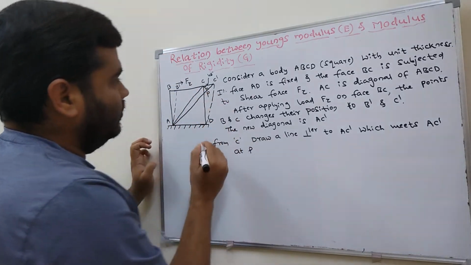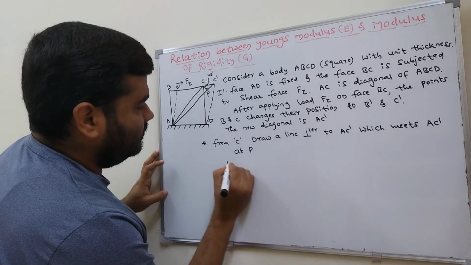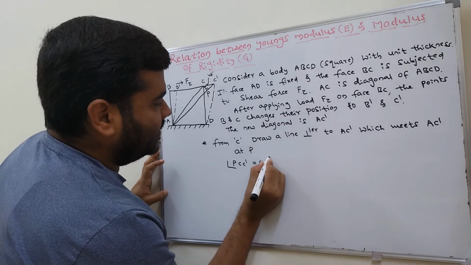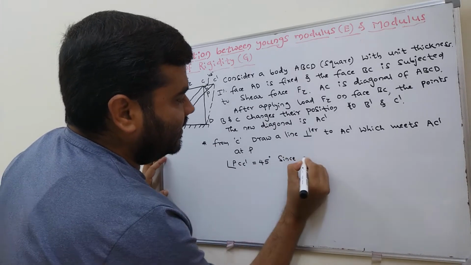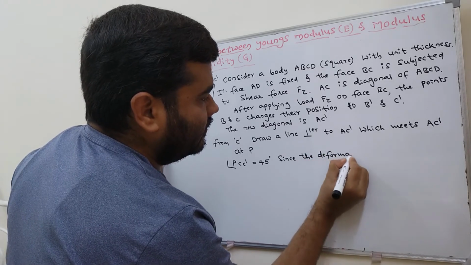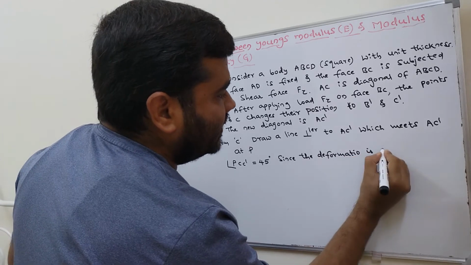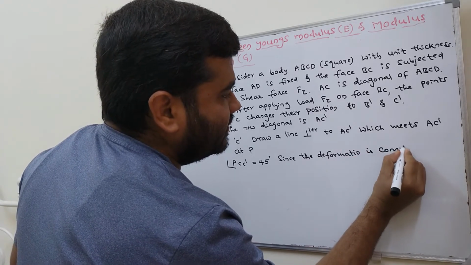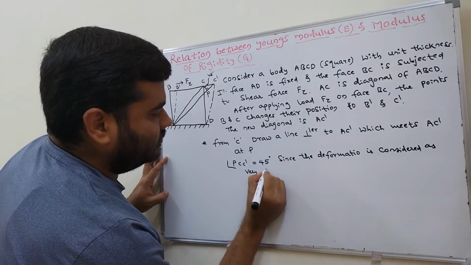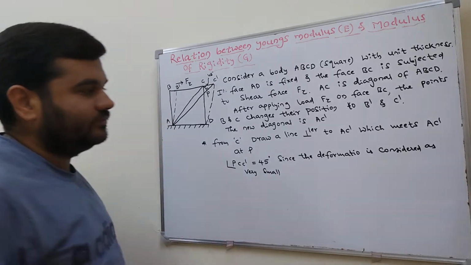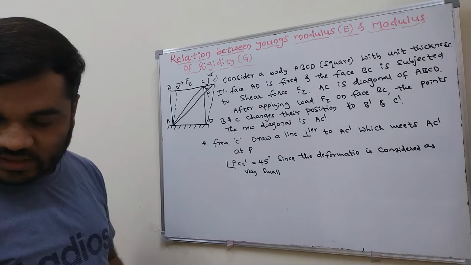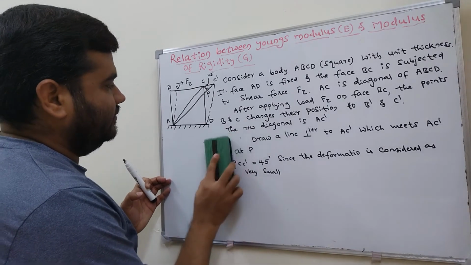Okay, just I'll note down here: angle PCC dash equal to 45 degree, since the deformation is considered as very small. Okay, these are all the data. Now we should start to prove one by one here.